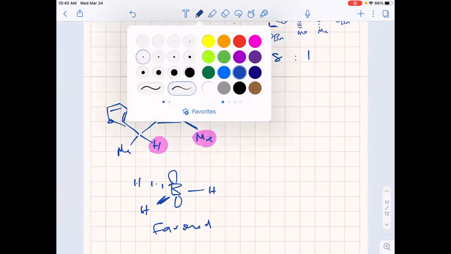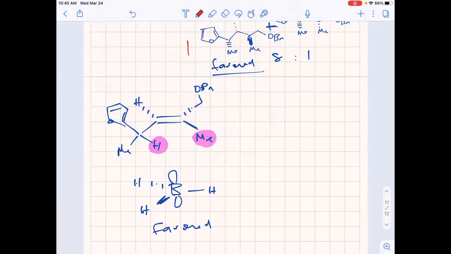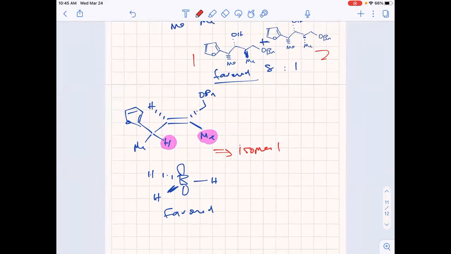Let's label them. We'll call that 1 and that 2. So this is going to give me isomer 1. The boron is coming from the bottom face, and the transition state that it reacts through is this one, where the hydrogen is inside with the methyl group, and there's very little steric interaction going on.